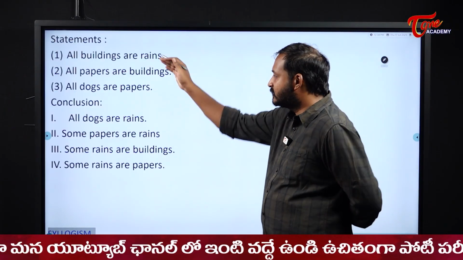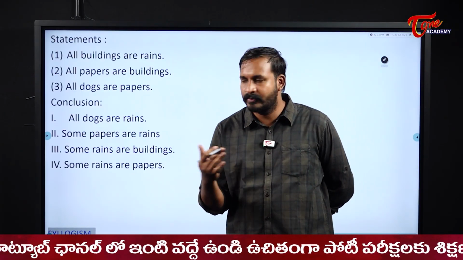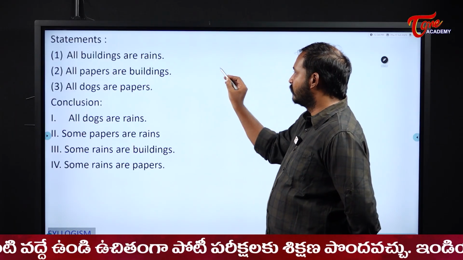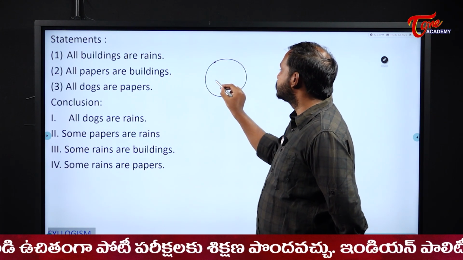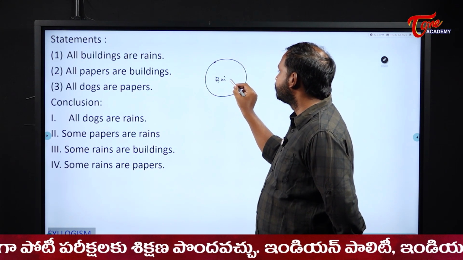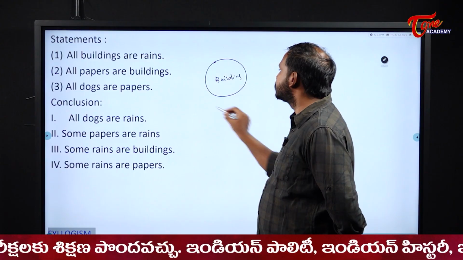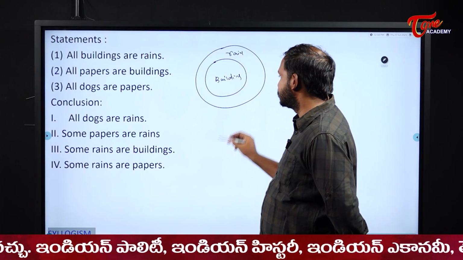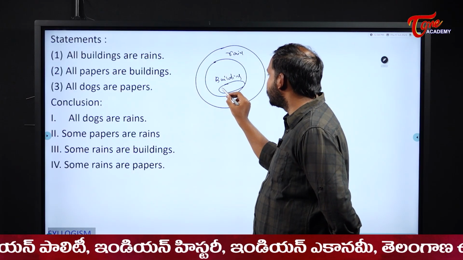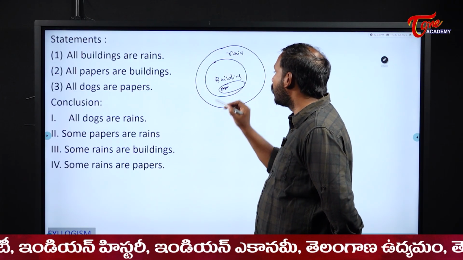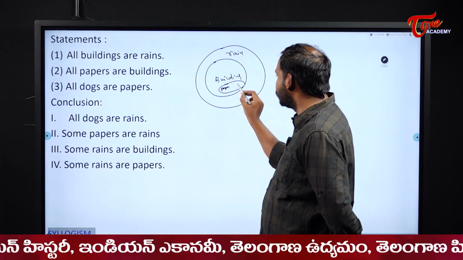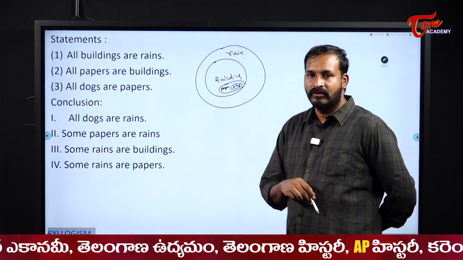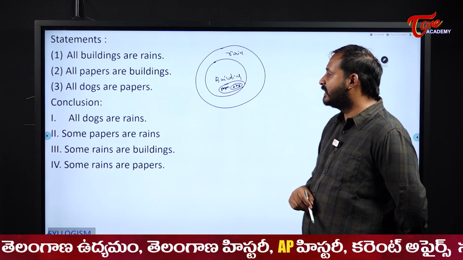Now see here. This one is also all positive conclusions, right? Everyone pause the video and try to get the answer. Make it fast. Now, see here, all buildings are what? All buildings are rains. Okay. Next, all papers are buildings. Next, all dogs are papers. That means dogs should be inside papers. So, just be careful. Okay, dogs, papers, buildings, rains.